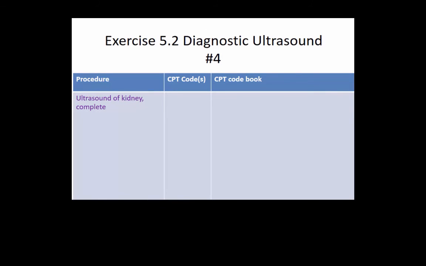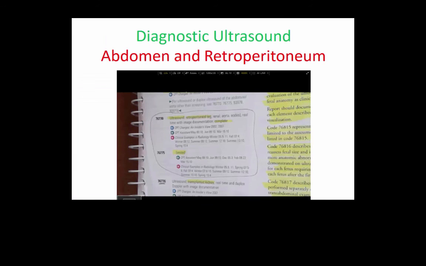An ultrasound of the kidney, complete. You have a range of codes to read through. And when you read through, you notice it is defined as complete. I have highlighted the terms complete and limited. Look at the top of the slide, diagnostic ultrasound. It's a subsection within this chapter. And abdomen and retroperitoneum is the part of the body because the kidneys fall into the retroperitoneum.